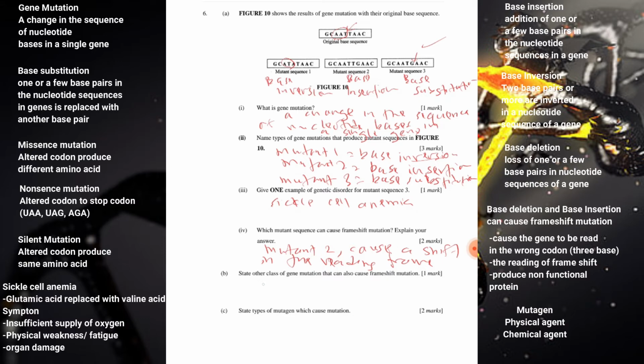Okay, state other class of gene mutation that can also cause frameshift mutation. So there are two types. The first one is base insertion and base deletion. Okay, state type of mutagen which cause mutation. So mutagen, we have two types. The first one is physical agent. The second one is chemical agents.